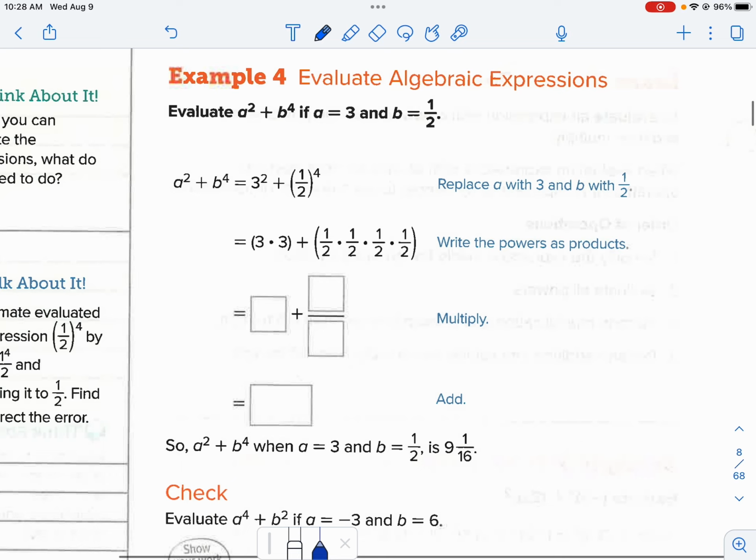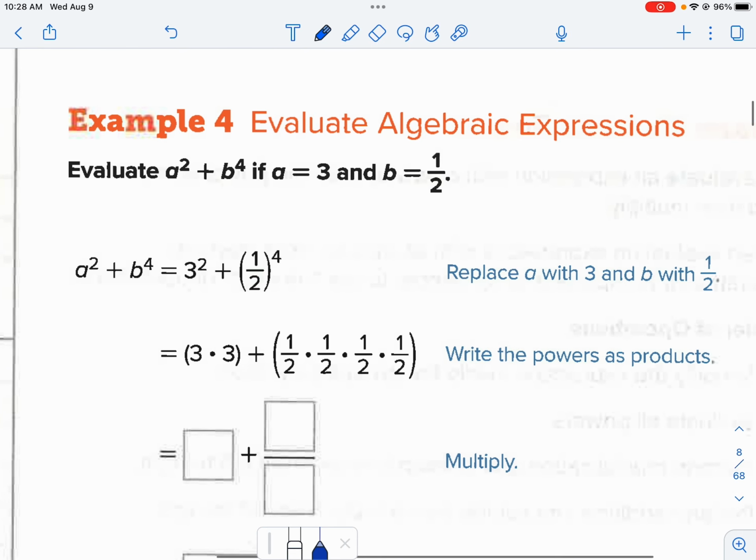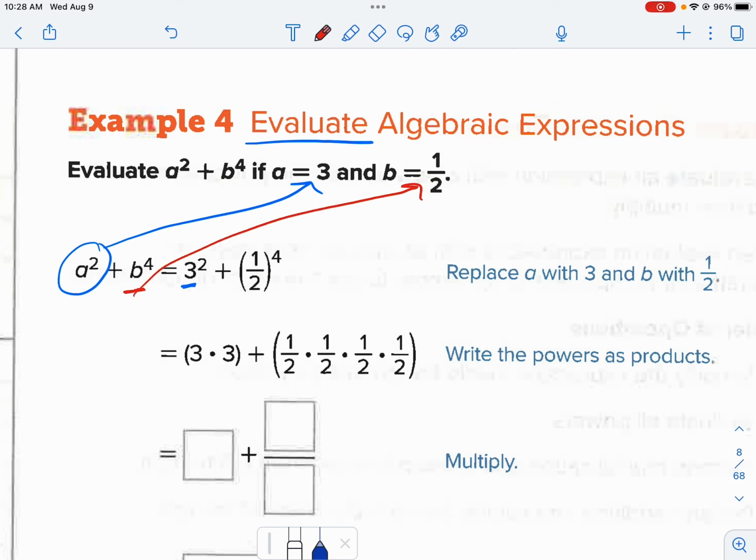Then over here, so we're evaluating. This time we're evaluating. It tells us what A and B are. So what it's going to do is it says A squared. So I'm going to take what A is and I'm going to plug it in. So that gets me 3 squared. Then it says that B, my B value, is a half. So I'm going to plug that in. So now I need to evaluate this.